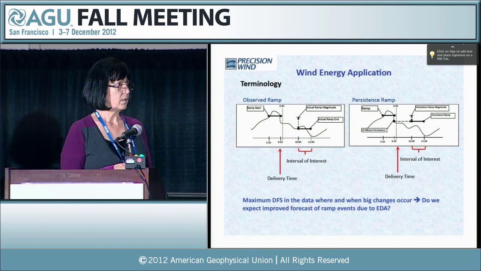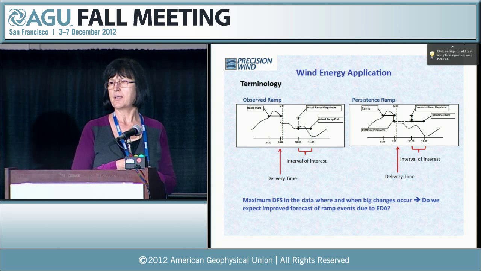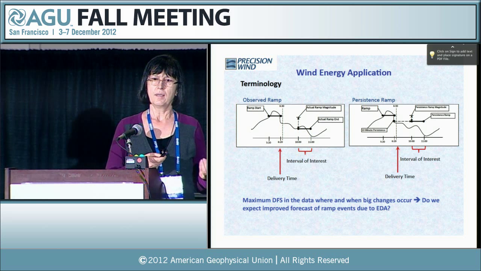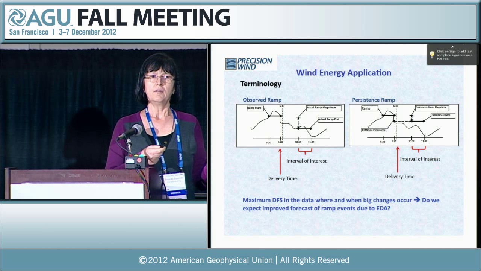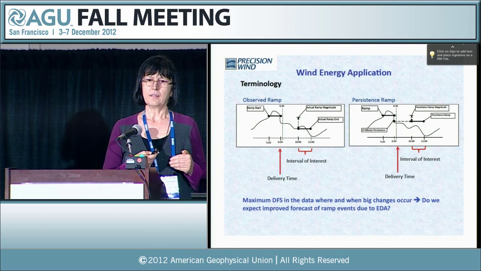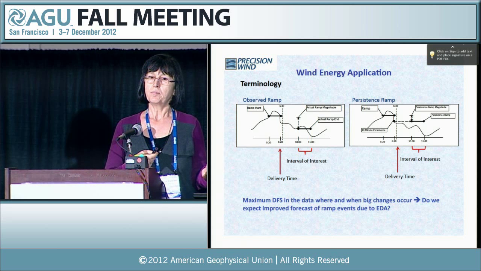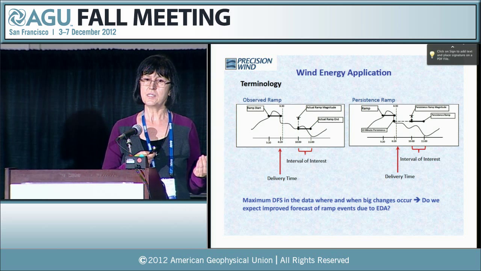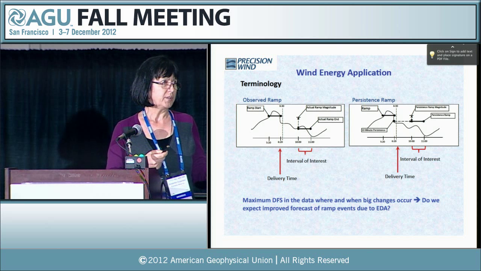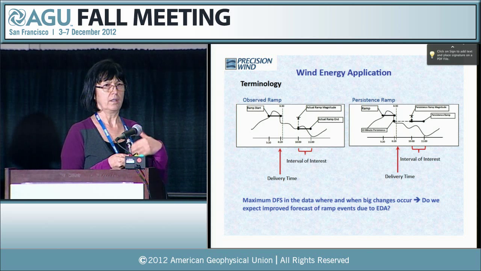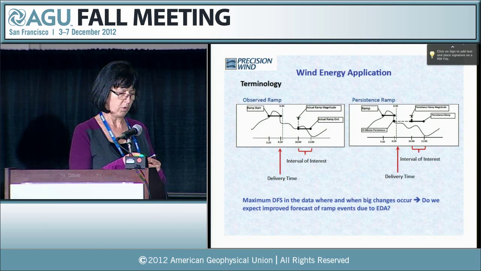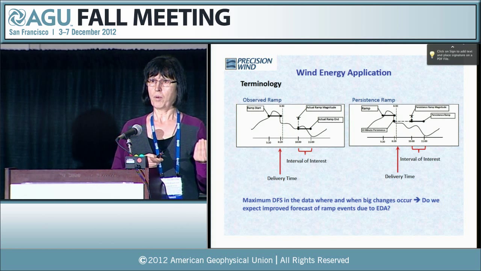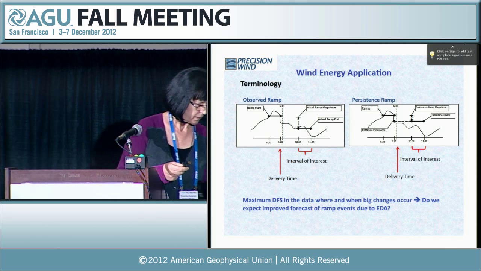And of course, ramps are something where things are happening. Ramps are events. And in such cases, if we assimilate the data correctly, maybe we can extract maximum information, and maybe we can improve these events more than maybe other just regular events or no events. So that was kind of a question or a hypothesis of this study.